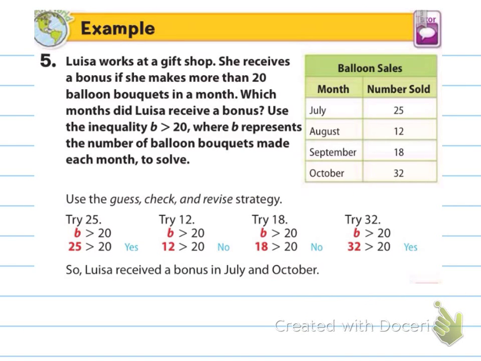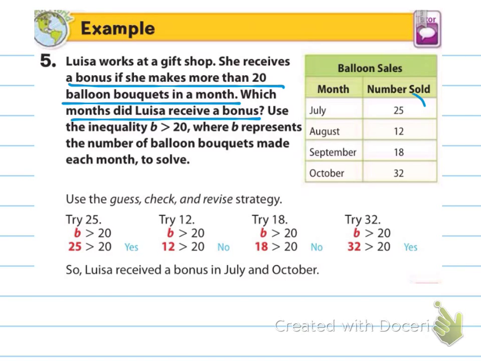So number 5 example, Louisa works at a gift shop. She receives a bonus if she makes more than 20 balloon bouquets in a month. Which month did Louisa receive a bonus? Use the inequality B is greater than 20, where B represents the number of balloon bouquets made each month, to solve. So she gets a bonus if she makes more than 20 balloon bouquets in a month. Which month did she receive the bonus?